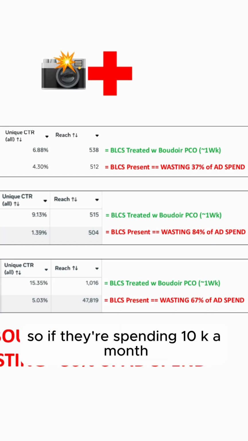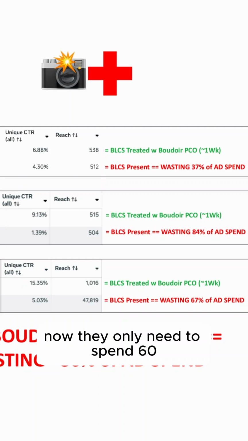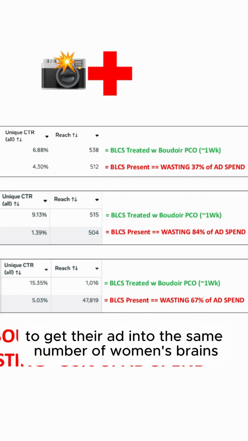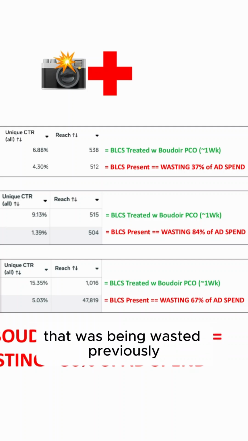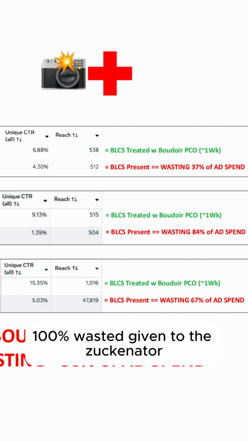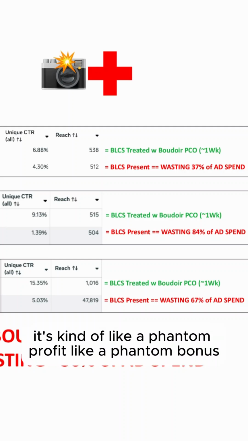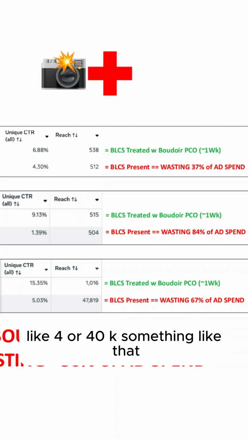So if they're spending 10 grand a month on the original Boudoir Facebook ad, now they only need to spend $6,300 a month on the Boudoir Pico treated ad to get their ad into the same number of women's brains. Way more efficient. And that $3,700 a month was being wasted previously, 100% wasted, given to the Zuckinator. Now they just pocket it. It's kind of like a phantom profit, like a phantom bonus. After 12 months, the phantom bonus is like 40K, something like that.